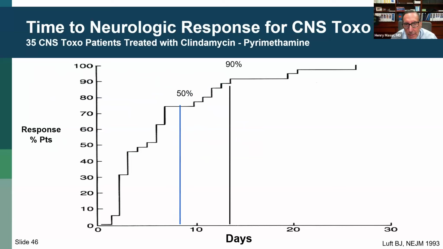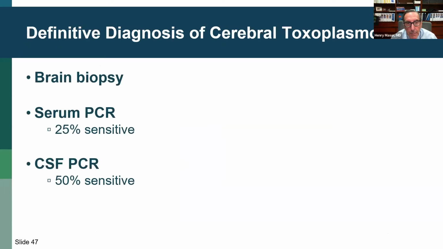But if you look at clinical and neurologic improvement, you can see that within 9 days, 50% of patients are clinically and neurologically and radiologically better. Within 2 weeks, almost everybody is better. So if they're not better in 2 weeks, you start thinking about another diagnosis and whether or not you need to do a brain biopsy or something else.